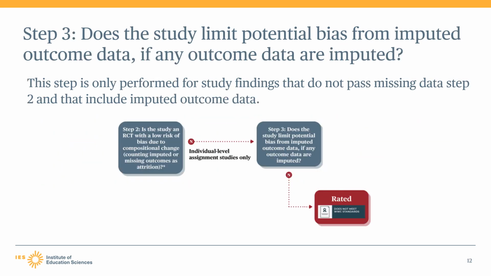The third step in the missing data study review process involves assessing whether the study authors limited potential bias from missing and imputed outcome data, if any such data were missing or imputed. These designs are eligible for the research rating of meets WWC standards with reservations if they limit the potential bias from using imputed outcome data instead of actual outcome data. This requirement does not apply if the study imputed only baseline data but did not impute any outcome data.